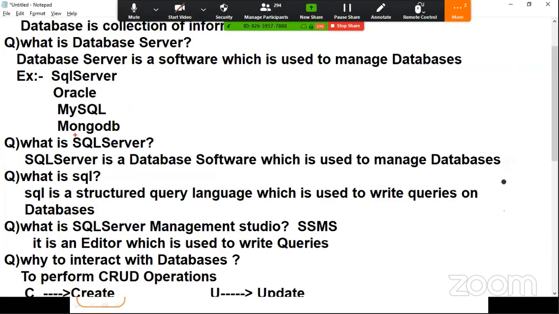What is the first point? What is SQL Server? Second point, what is SQL? Third point, what is SQL Server Management Studio? These three are totally separate. SQL Server is a database server. It is software which is used to manage databases. SQL is a language which is used to write queries to interact with databases. Okay? SQL Server Management Studio is an editor, SSMS, to write the queries.